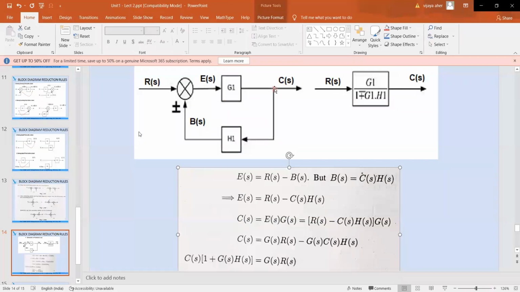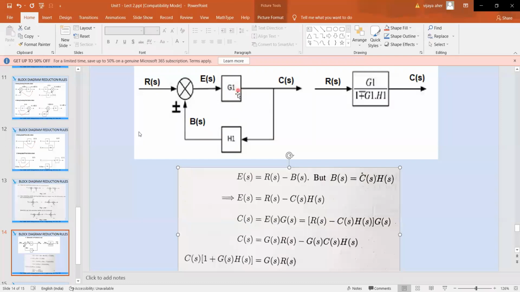Okay, a sample of the output is taken from the takeoff point and given to the feedback element, which has gain H1. H1 is the gain, or transfer function, of the feedback element, and the output of this feedback element is B(s). So what is the equation for E(s)? If the sign for B(s) is minus, the error signal is the difference between the input and the feedback signal, right? This G1 is the transfer function of your process.